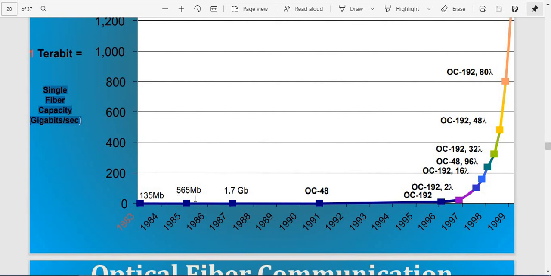So 565 Mbps used to be carried by a single fiber. As you can see, in 1987 it is 1.7 Gbps, the gigabytes we had, right? So a single fiber uses this much, and the capacity increases. Likewise, when we see 1991, it is OC-48, which means Optical Carrier 48. It has increased, and it keeps on increasing.